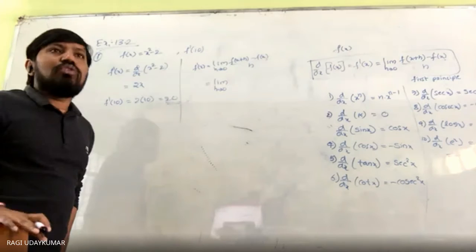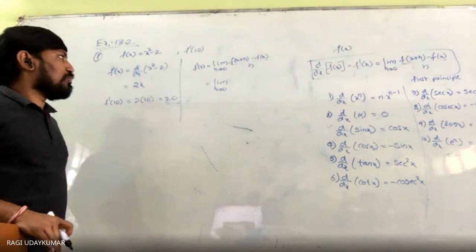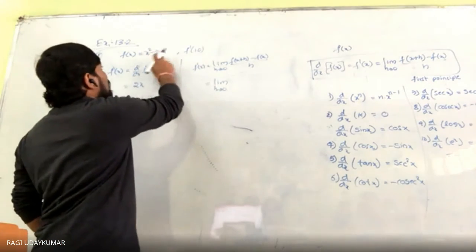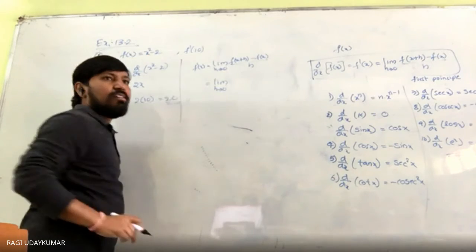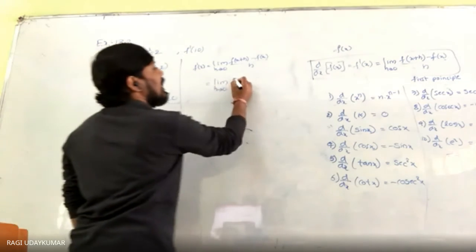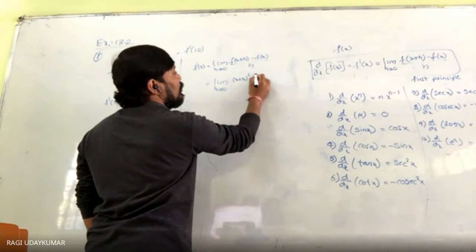But you need to know how we use the first principle to prove it. f of x is equal to x square minus 2. f of x plus h is equal to (x plus h) whole square minus 2.